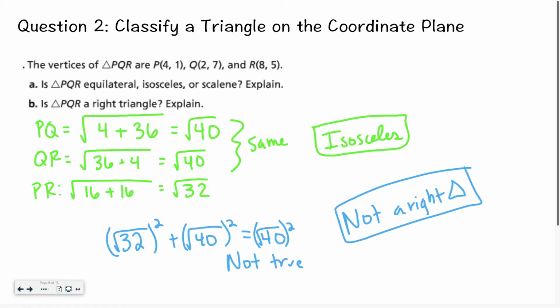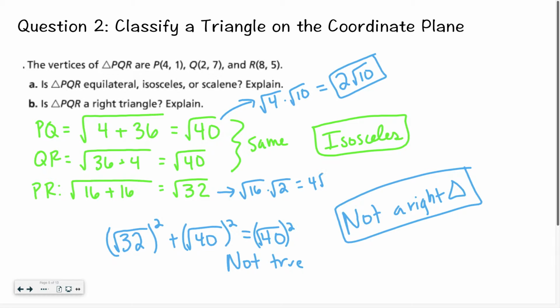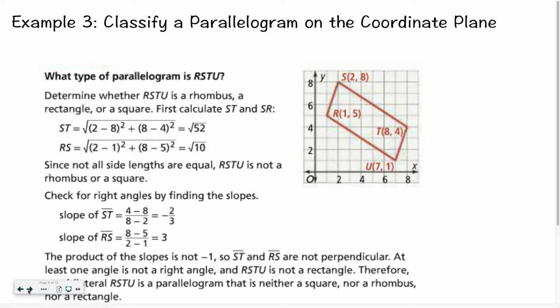Another quick side note, this is another chapter where we're going to practice simplifying radicals. So the square root of 40, I could split up into the square root of 4 times the square root of 10, which becomes 2 square root of 10. Just like 32, I could split up into the square root of 16 times the square root of 2, which becomes 4 square root of 2. Okay, so you will have to practice that this chapter.